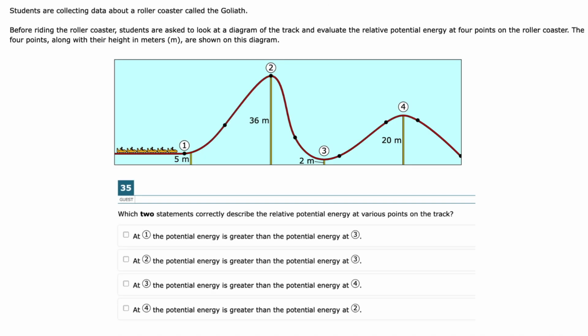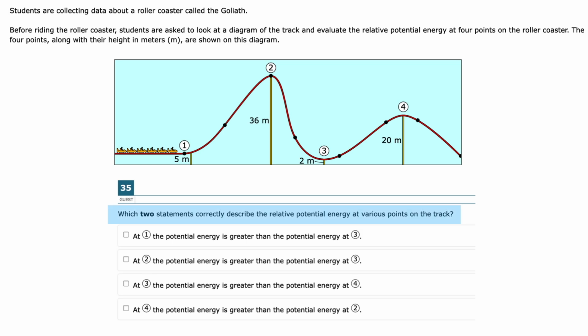This question is all about potential energy, the stored energy an object has because of its position, especially its height above the ground. The higher the object, the more potential energy it has. In this problem, students are asked to look at 4 points on a roller coaster and compare the relative potential energy at each point.